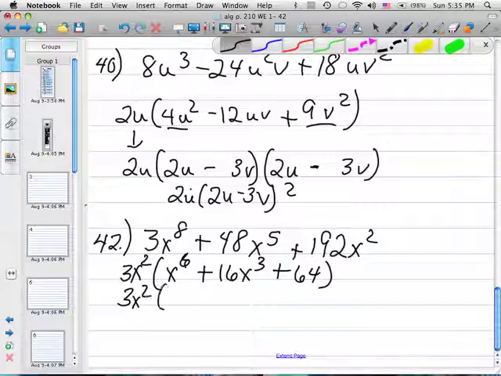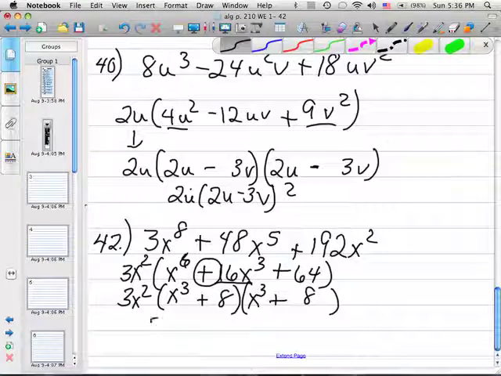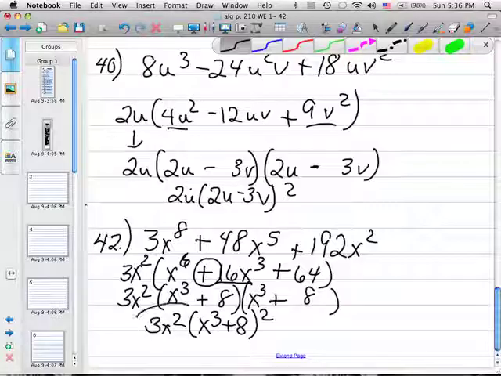So bring down the 3x squared. X to the 6th, factor, take the square root, divide by 2, we get x to the 3rd. Square root of 64 is 8. If I multiply these together, I get 8x cubed, and the middle term here is twice that, so it works, and they're both pluses since there's a plus here. So my answer is 3x squared times the quantity x cubed plus 8, quantity squared.